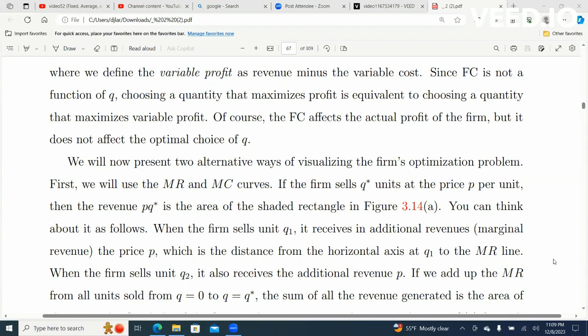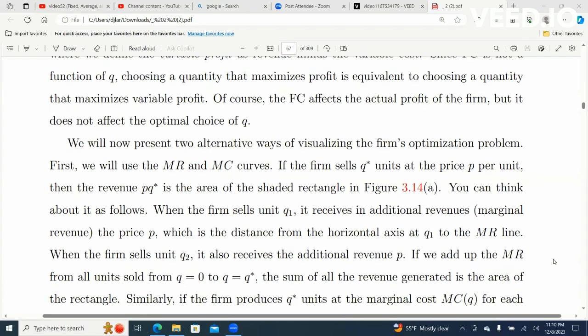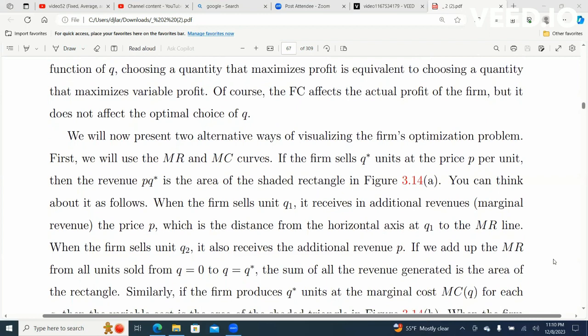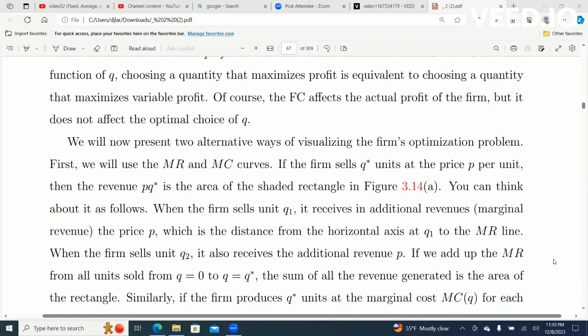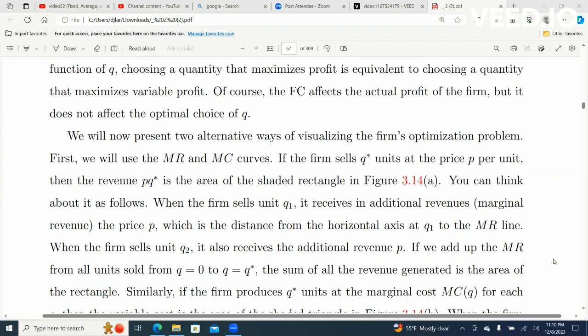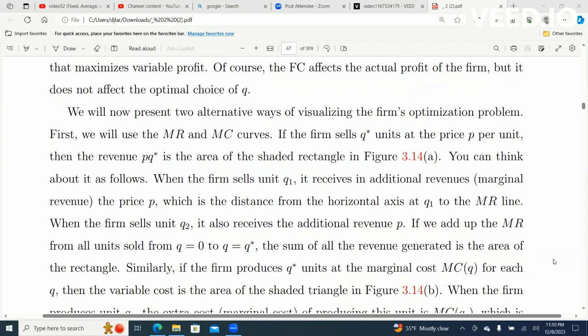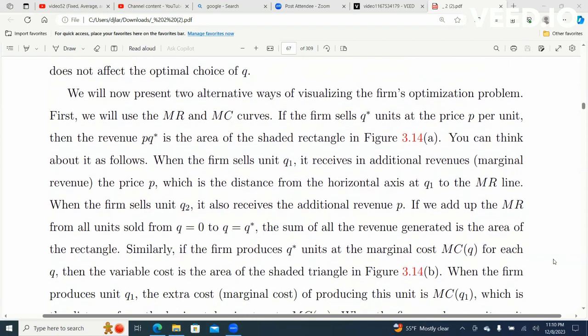We define the variable profit as revenue minus the variable cost. Since the fixed cost is not a function of Q, choosing a quantity that maximizes profit is equal to choosing a quantity that maximizes variable profit. Of course, the fixed cost affects the actual profit of the firm, but it does not affect the optimal choice of Q.